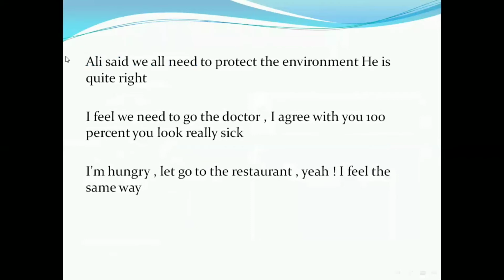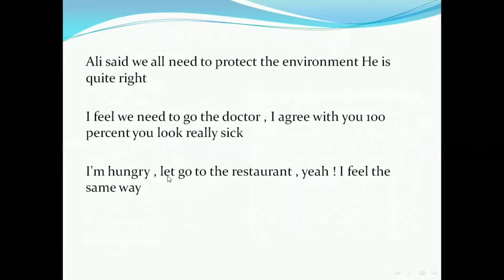Now, examples. Ali said we all need to protect the environment. He is quite right. Now, that shows that we all agree with Ali. I feel we need to go to the doctor. I agree with you 100%. You look really sick.